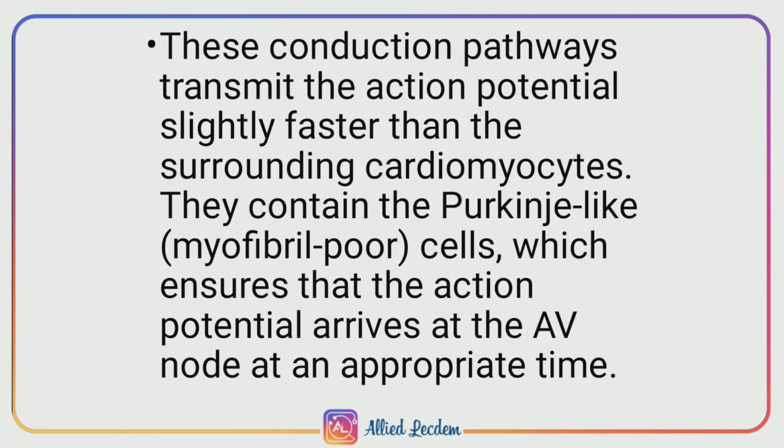These conduction pathways transmit the action potential slightly faster than the surrounding cardiomyocytes. They contain Purkinje-like cells, which ensure that the action potential arrives at the AV node at an appropriate time.